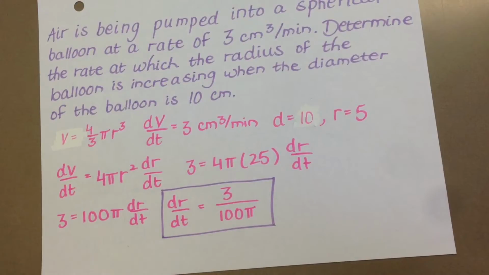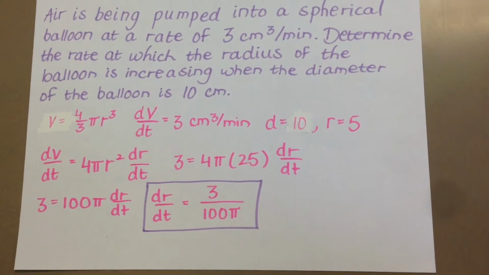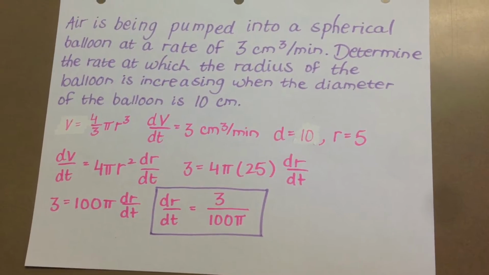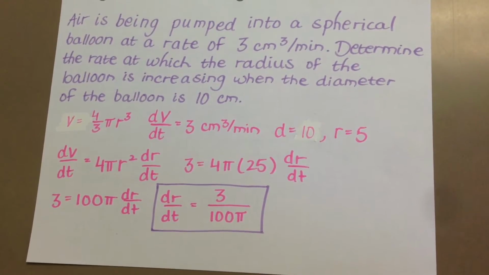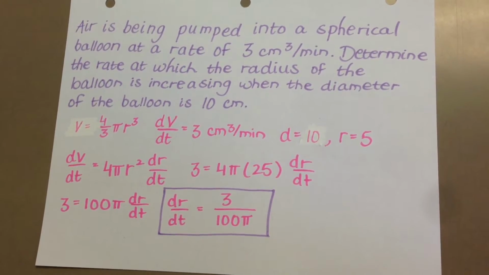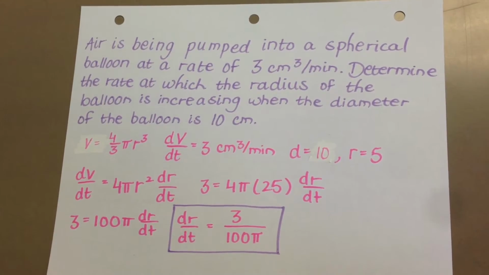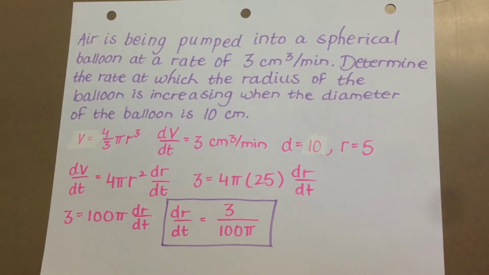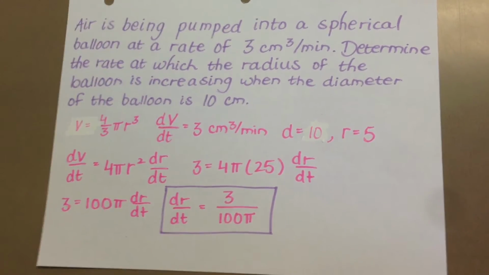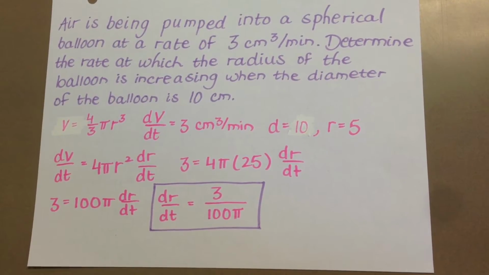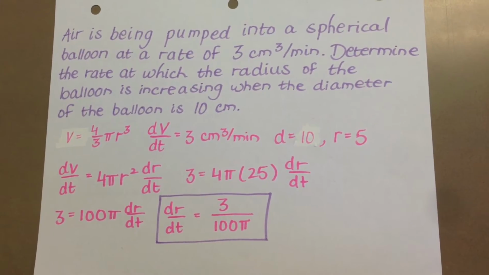A real-life example problem is: air is being pumped into a spherical balloon at a rate of 3 centimeters cubed per minute. Determine the rate at which the radius of the balloon is increasing when the diameter of the balloon is 10 centimeters. First, you have to look at what's given to you and what you already know. So we know that the volume of a sphere is 4/3 pi r cubed. And what's given is the rate at which the volume is changing, which is 3 centimeters cubed per minute.